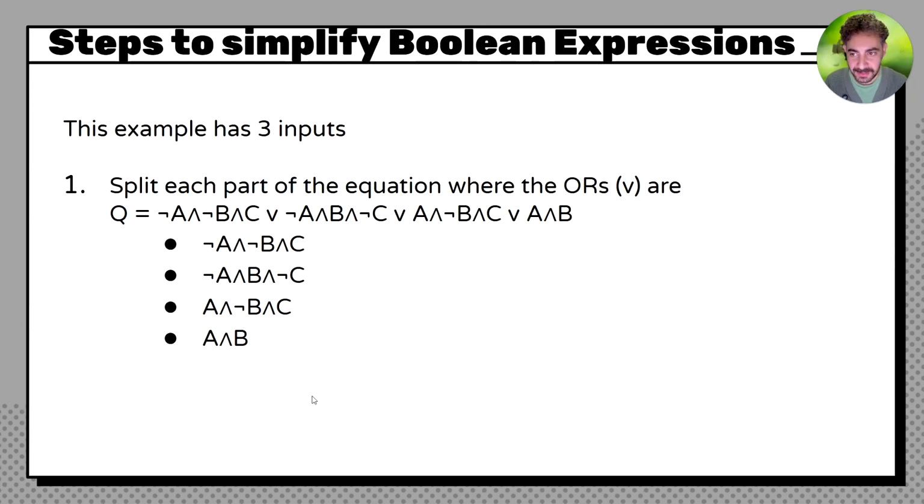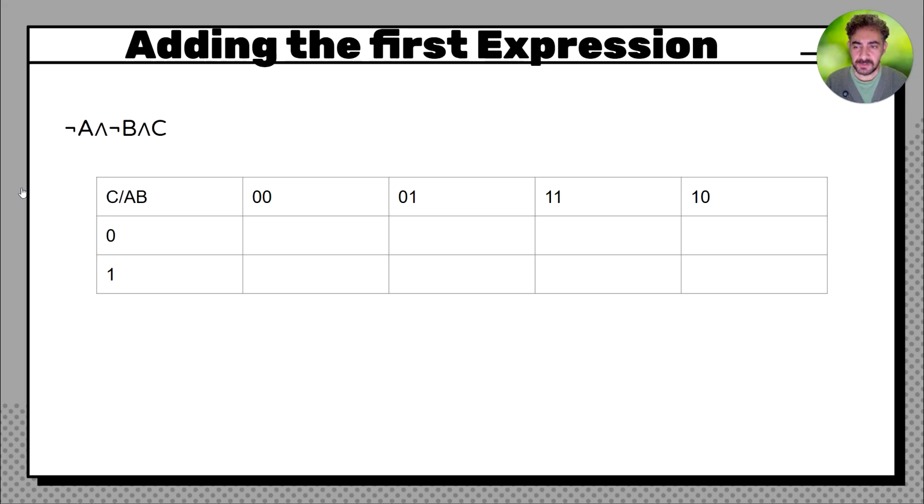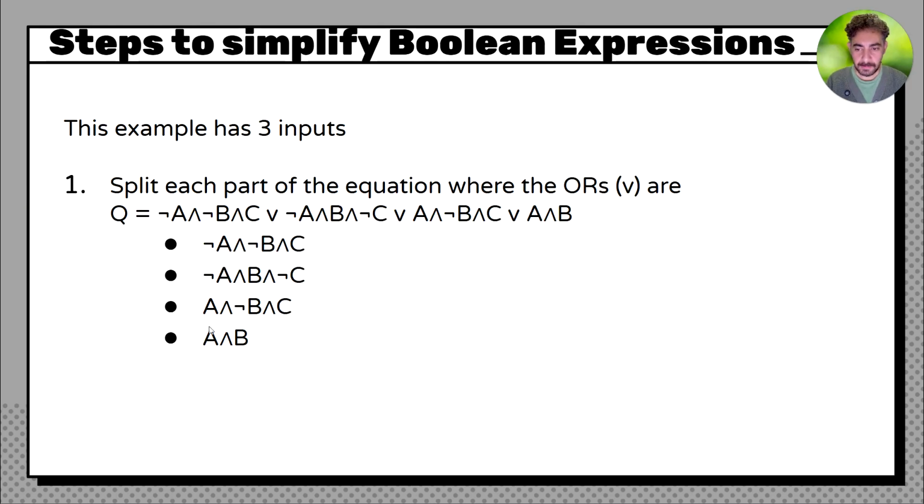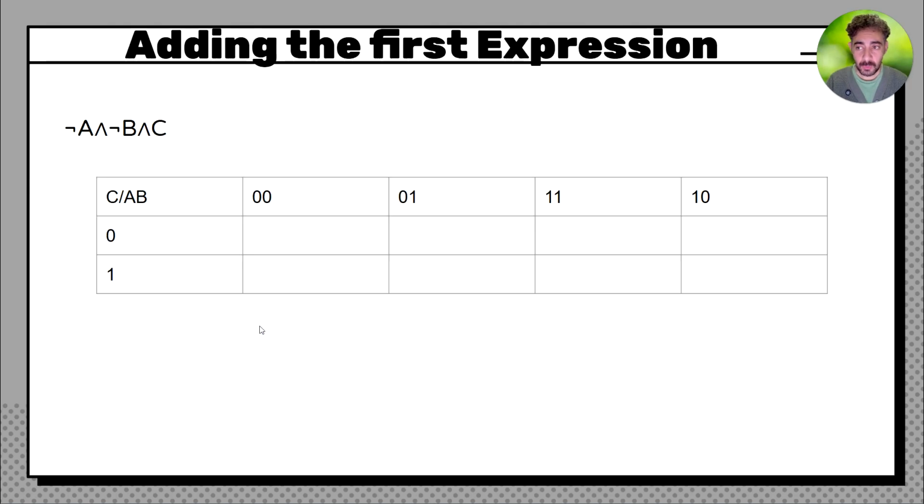Right, so let's take an example now where we have 3 inputs. I've got a nice long equation here: not A and not B and C, or not A and B and not C, or A and not B and C, or A and B. And that's quite a mouthful, right? So can we take that and make it more simplified, where we're going to use fewer components? Here I've broken the equation down into 4 parts, as you saw on the previous slide as well. So I've broken it down into 4 bullet points, and then I'm going to start plotting them one by one.